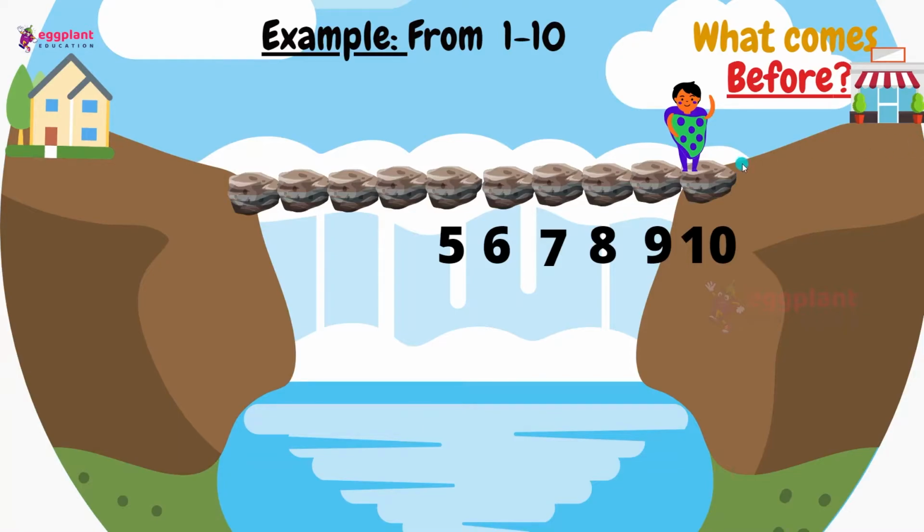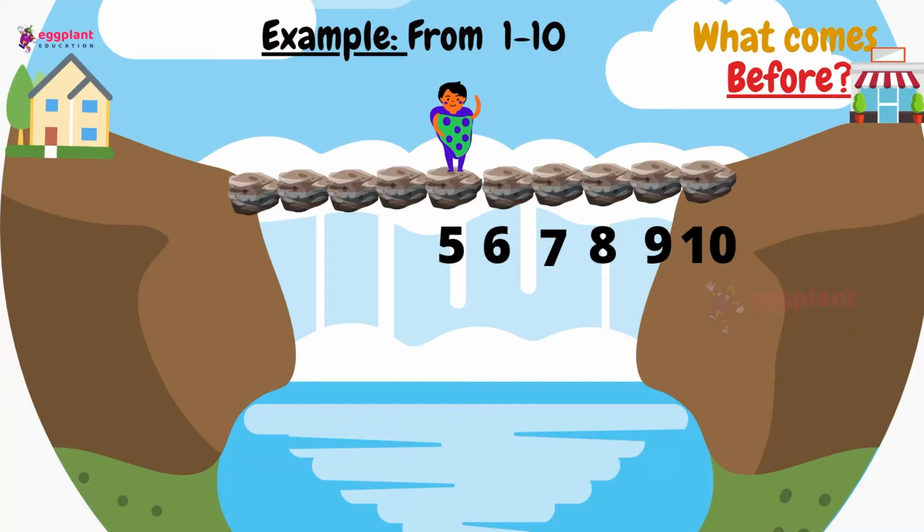Here comes Tattoo. Tattoo wants to go back to his home. So let's use a backward counting. He's going to come in a reverse direction. Okay. Let's start. While we learn the backward counting, we also get to know what comes before. Let's see. He's in 10. 10, 9, 8, 7, 6, 5.